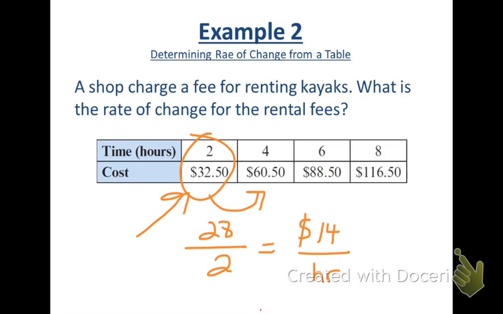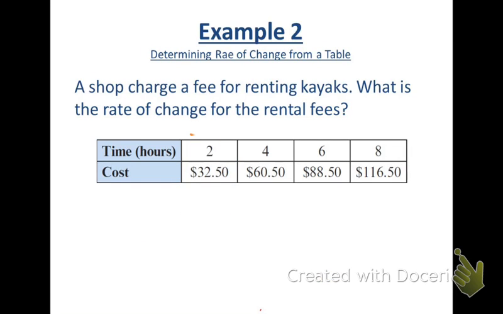Okay, so the rate of change here, based on the information given, is $14 per hour. Now, you guys fell right into the trap. A lot of you said, oh, we just need to divide that by that, and that'll give us this. And that might have worked, and you got $16.25, right?